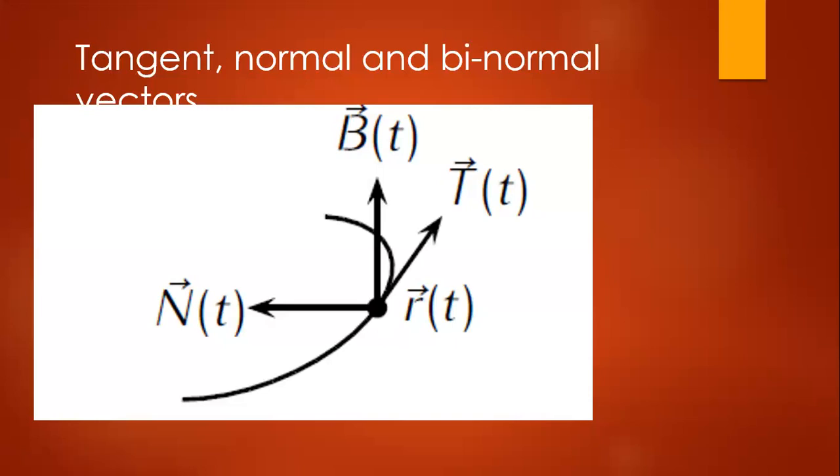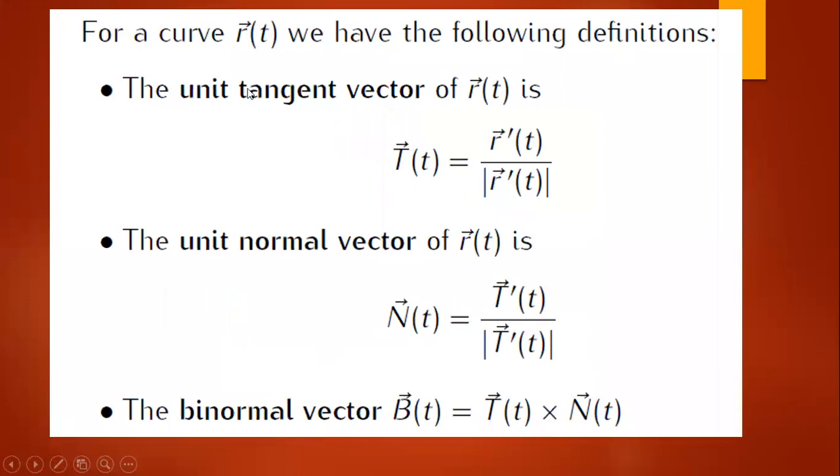And mathematically we explain them. For a curve r of t, we have the following definitions. The unit tangent vector of r of t is r prime of t over the magnitude of r prime of t. The unit normal vector of r of t, N of t, is equal to the derivative of the tangent over the magnitude of the derivative of the tangent. And the binormal vector is the cross product of the tangent vector with the normal vector.